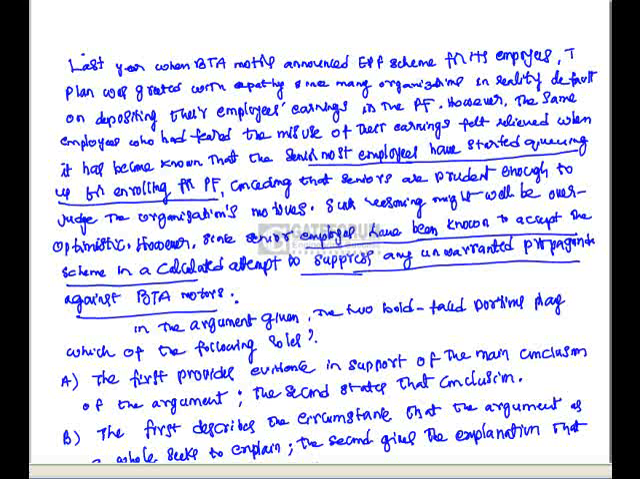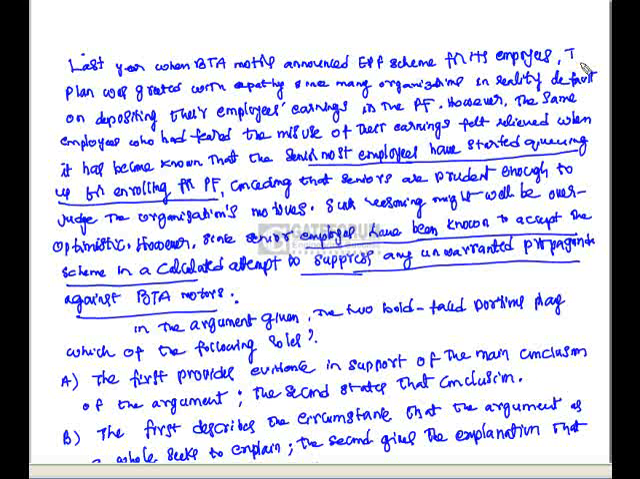But in fact, what is happening? Senior most employees have started queuing up in a strategic way. They're not doing it just like that. Senior most employees have been known to accept the scheme in a calculated attempt to suppress any unwanted propaganda against BTA. It's not, in fact, supporting the management's view. A. The first provides evidence in support of the main conclusion. It is not doing it, because words like however and over-optimistic rule out that choice.